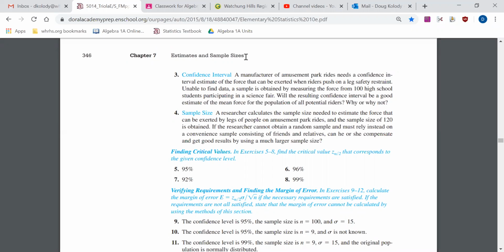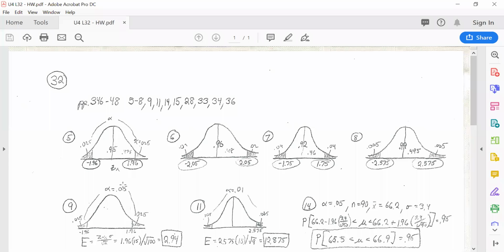And here it is. All right, so in number 5, it said a 95% confidence level. That means alpha equals 0.05. This is straight from our notes. If alpha equals 0.05, split it in half, you get 0.025 in each tail, which means there's 0.475 out to each tail. And you look that up backwards and you get 1.96.